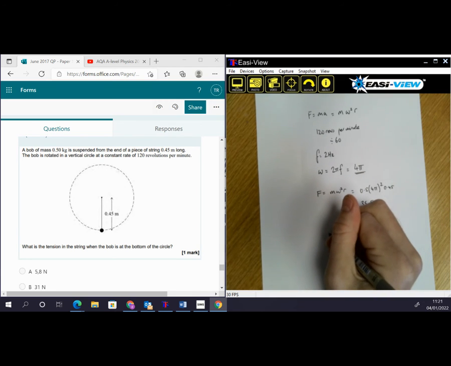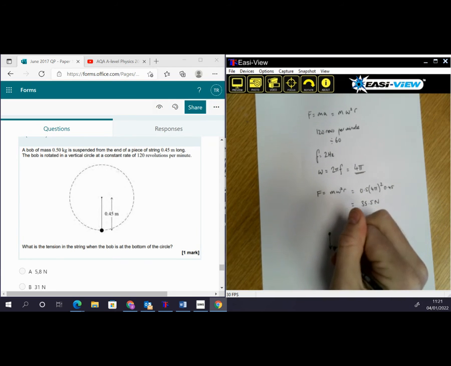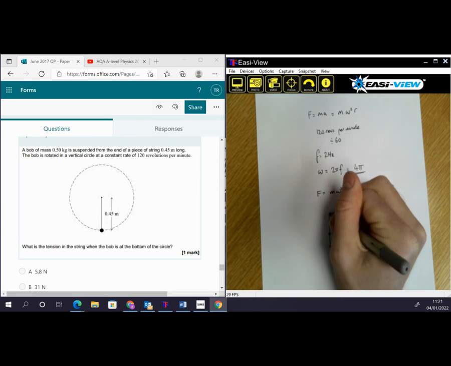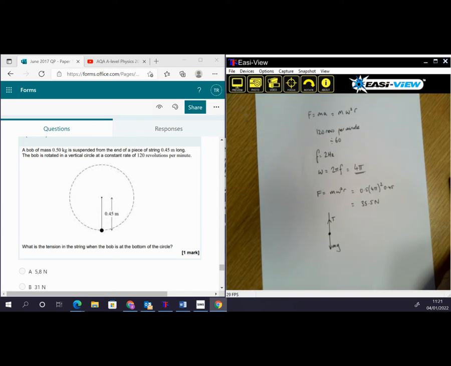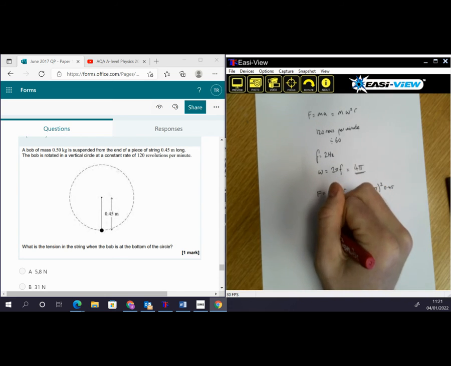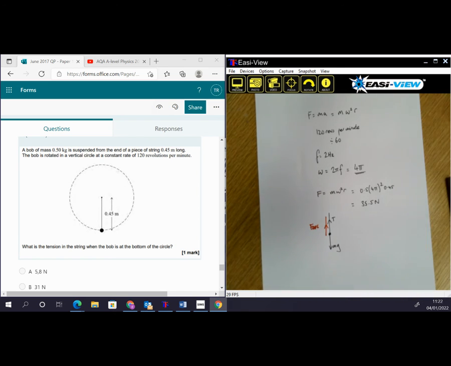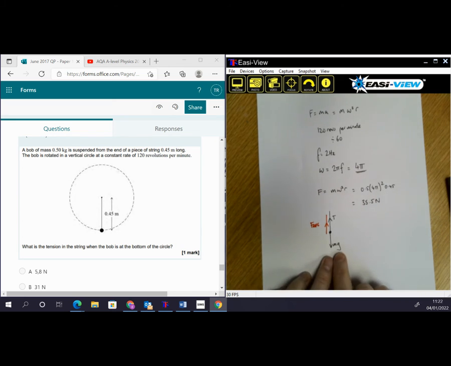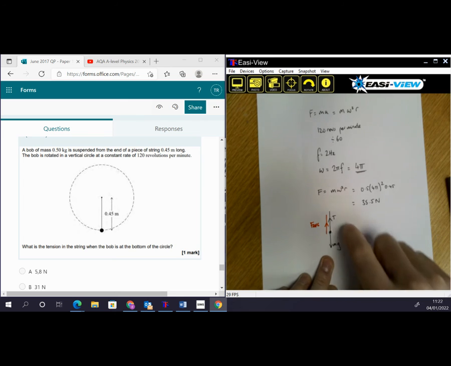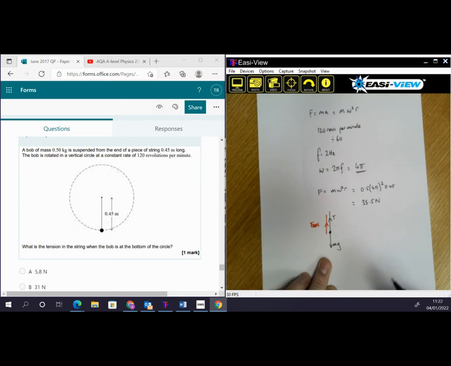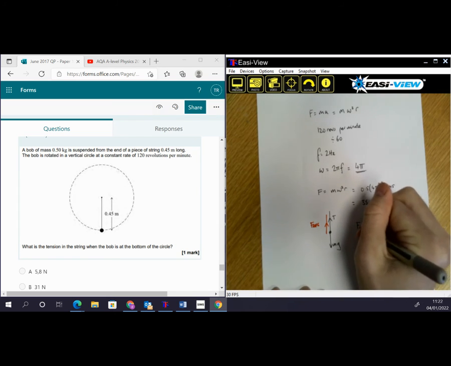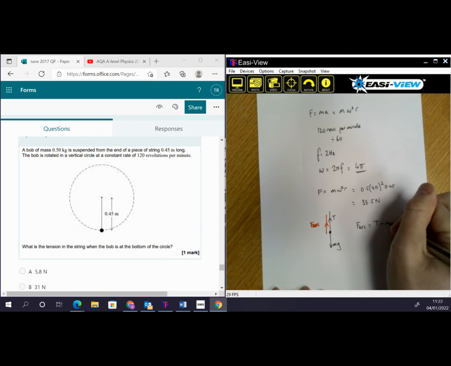If you look, this is where the mechanics bit comes in. If you look at what's happening in the diagram, you've got mg, you've got tension, and then you must have a resultant force acting towards the center of the circle. So the resultant force that we've just found, which I've done in red, must act towards the center of the circle. And that resultant force must be due to T take away mg. So the resultant force, as I just said, is T take away mg.